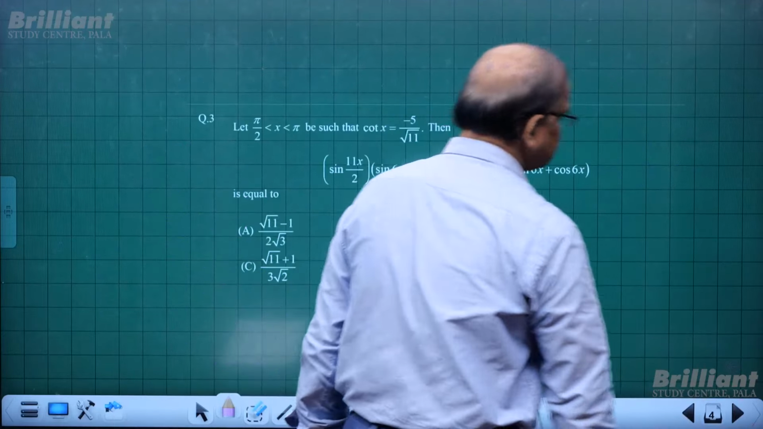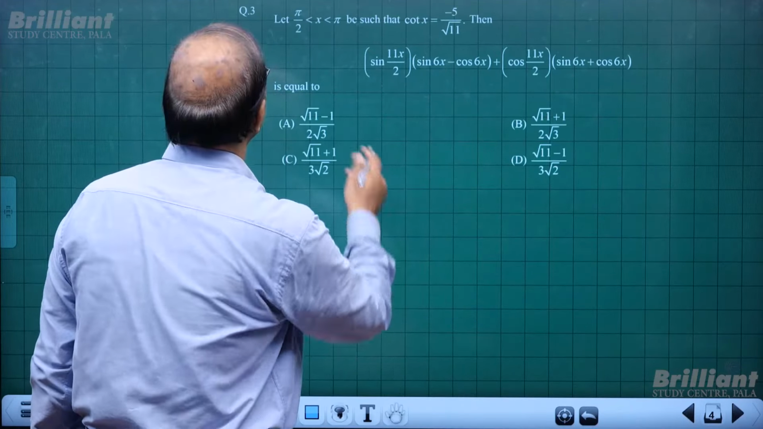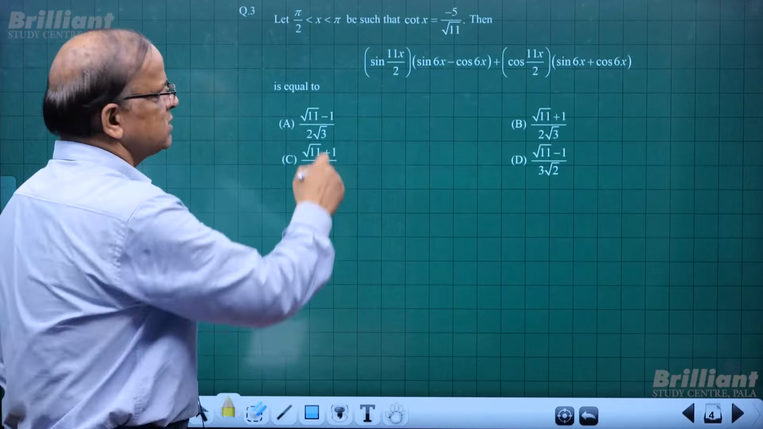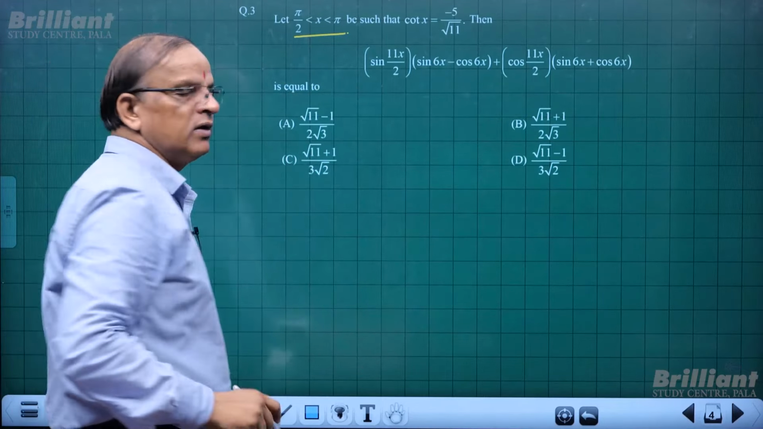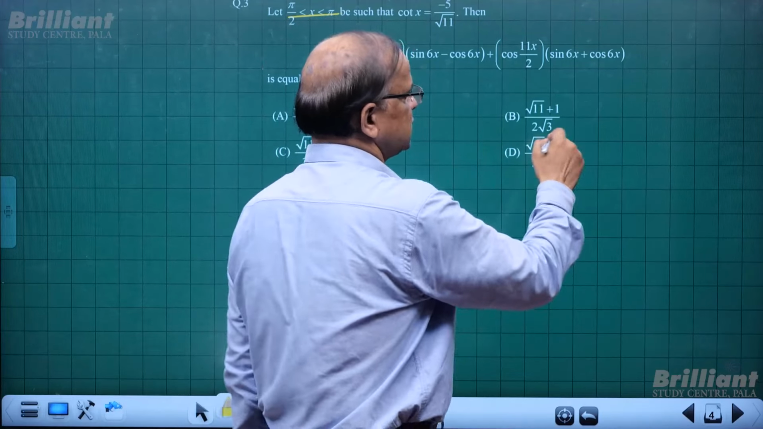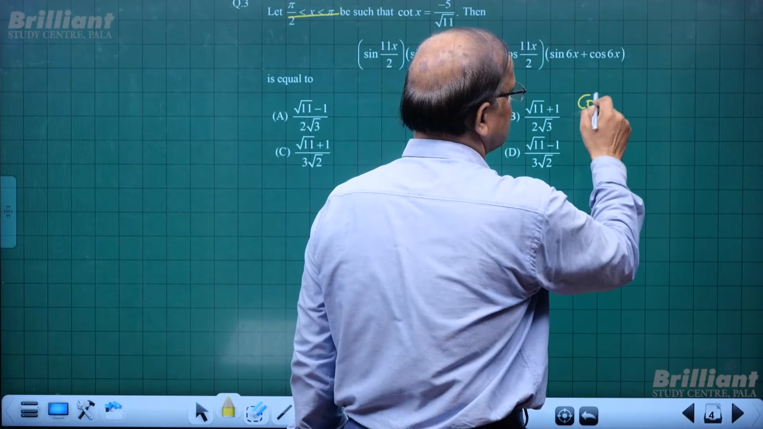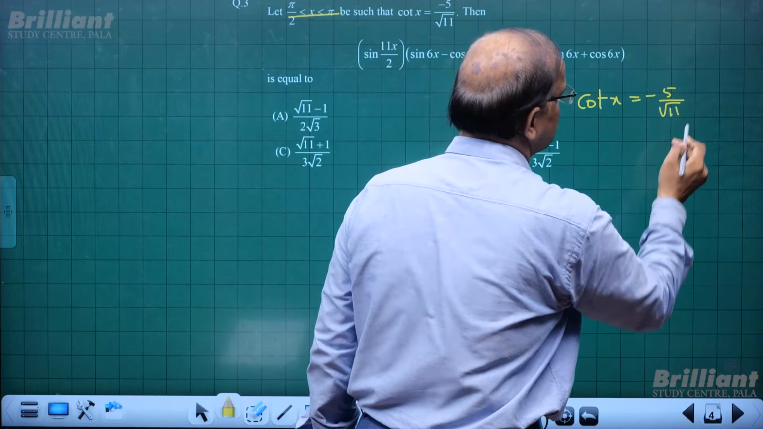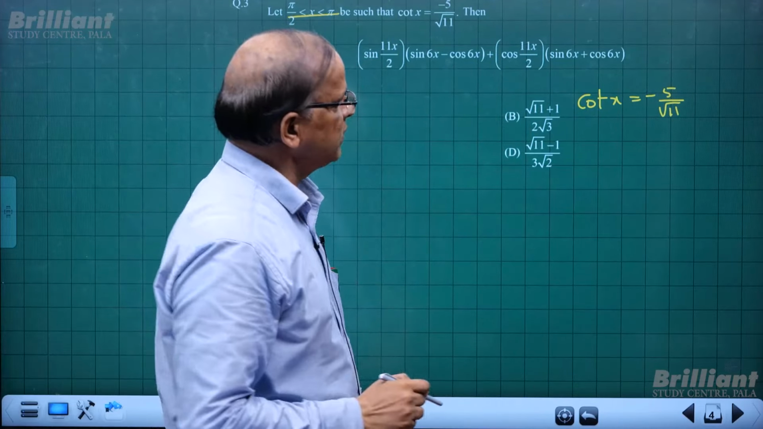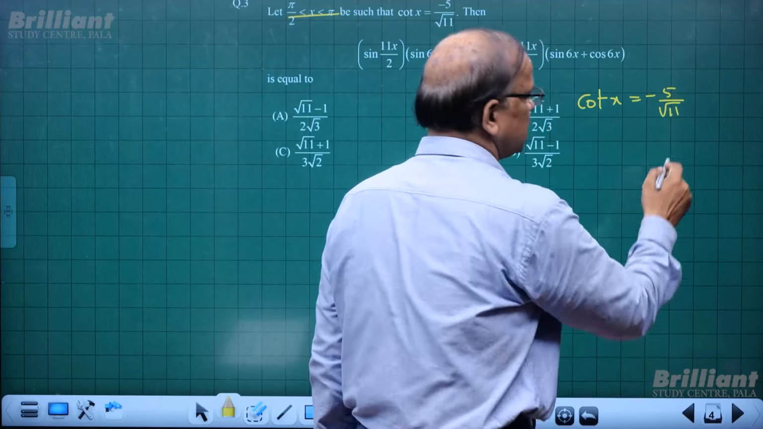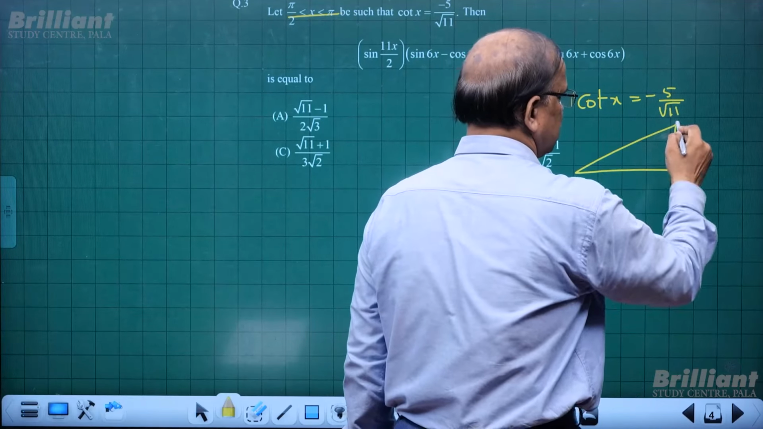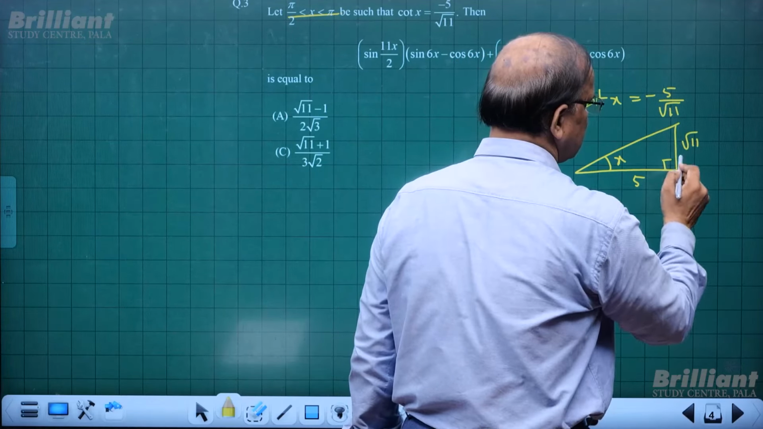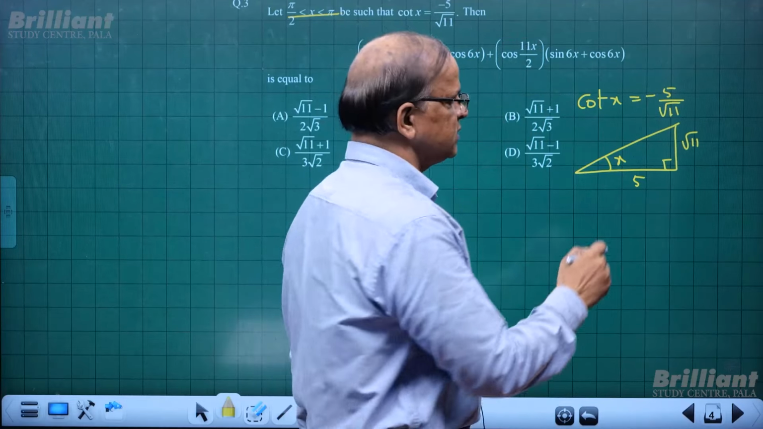Okay, right. So here is a basic trigonometry question, right? Cot x is minus 5 by root 11. This x is in the second quadrant, correct? Cot x is minus 5 by root 11. So we can take a triangle, right? This is x, this is 5, this is root 11, 25 plus 11 is 36, which means the hypotenuse is 6.